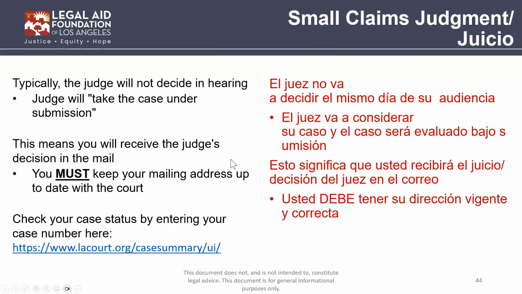Typically, the judge will not make a decision right in front of you in the hearing. The judge will often take the case under submission, meaning they want to consider all of the evidence presented a little bit more, and they will send you their final decision in the mail. So this means you need to keep your mailing address up to date with the court.